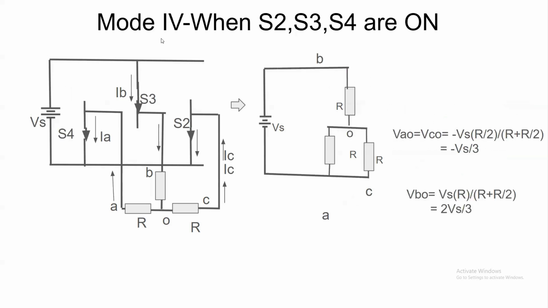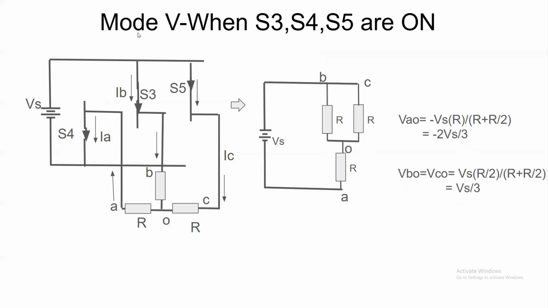And in mode 4, the switches S4, S3 and S2 are in conduction. B terminal is connected to the positive terminal of Vs, and A and C terminals are connected to the negative terminal of Vs, which is drawn here. So VAO will be equal to VCO, which is equal to minus Vs by 3, and VBO will be equal to 2 Vs by 3.